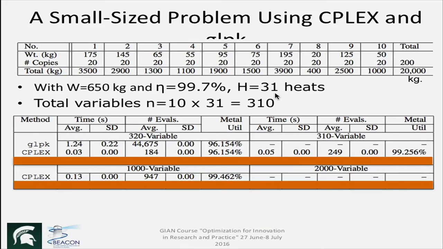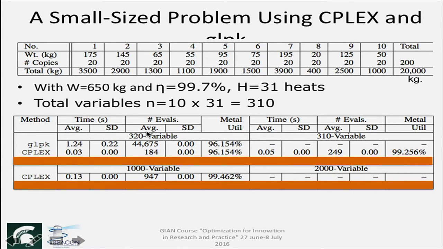So we said, okay, let's take one more heat. So another 650 kilos you can take, which is one heat more. But let's see, now I made the problem a little simpler. But this is such a problem that when I increase the heat by one more, I actually increase my number of variables. So 32 times 10 would be 320. So I've increased 10 variables and I made the problem easier.